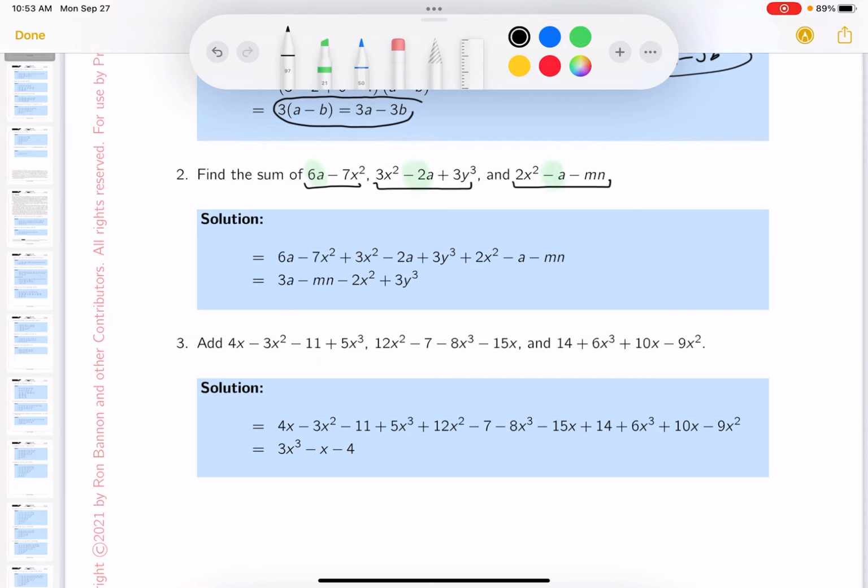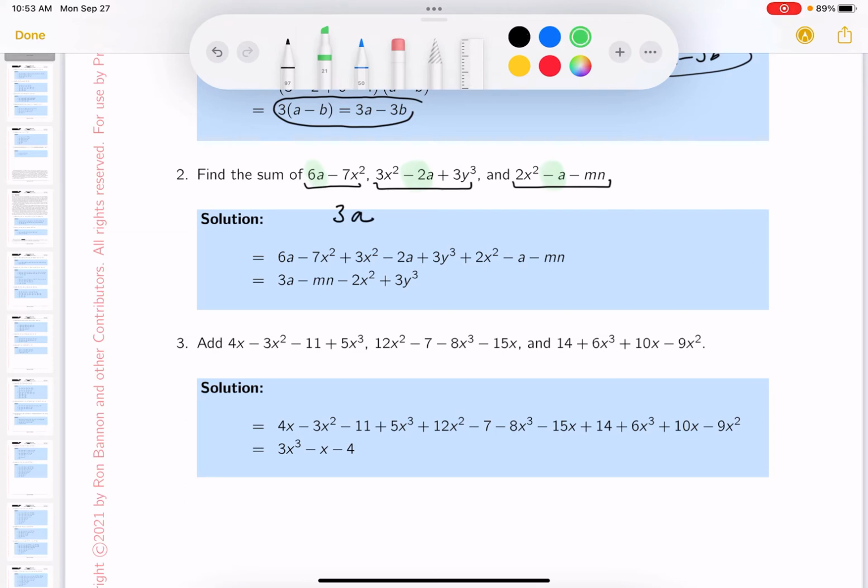And what would I do? I'm going to add their coefficients. Right, so 6, because they asked me to sum it or add it together. 6 minus 2 is 4, and the coefficient of that last one is minus 1. So 6 minus 2 is 4, 4 minus 1 is 3. So I'm going to say 3a.